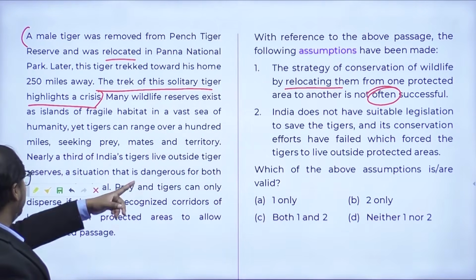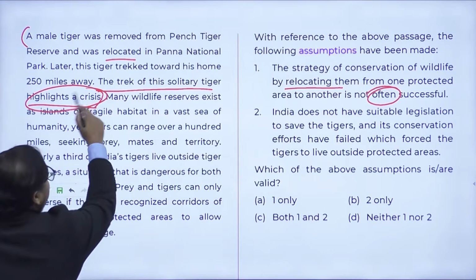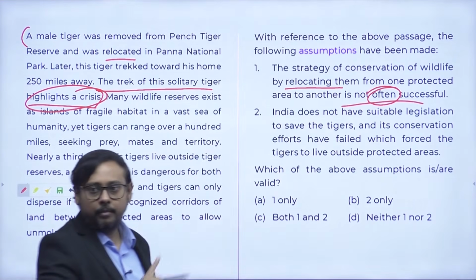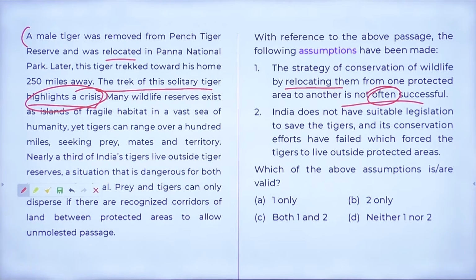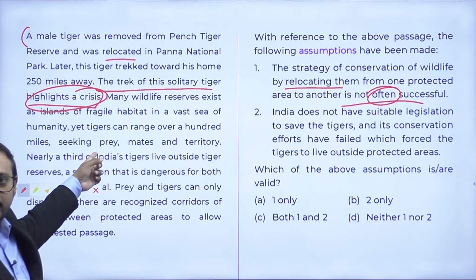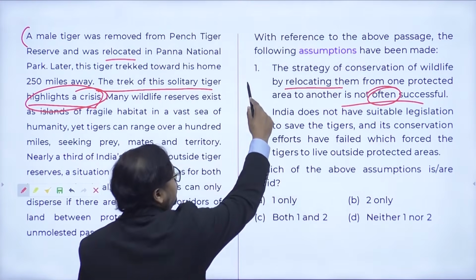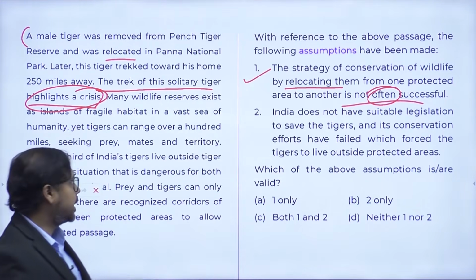So, let me read this. A male tiger was removed from Pench Tiger Reserve and was relocated in Panna National Park. Later, this tiger trekked toward his home 250 miles away. The trek of this solitary tiger highlights a crisis, and hence often not successful. Is it matching? Let's negate. The strategy of conservation of wildlife by relocating them from one protected area to another is successful. Is it diluting? It is diluting. It is diluting, right? Because of the above. So this is the correct assumption. Okay. Second one.